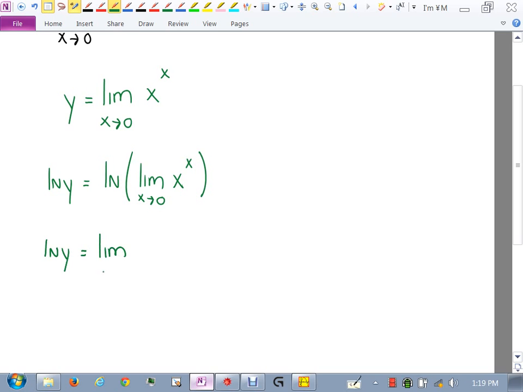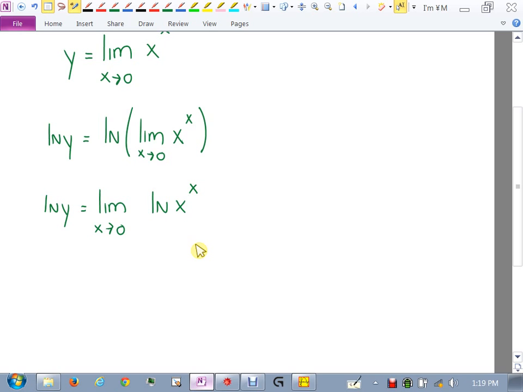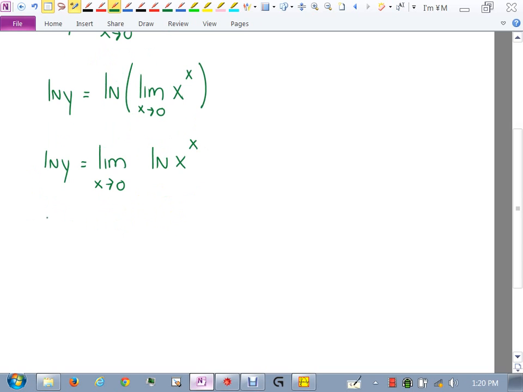So natural log y equals the limit as x goes to 0, and the natural log goes inside, and I have natural log of x to the x. Now, the property of logs tells me that if I have log of something to a power, the power can drop, right? Yes? Okay, so natural log y equals the limit as x goes to 0. The x drops out. I have x times natural log x.